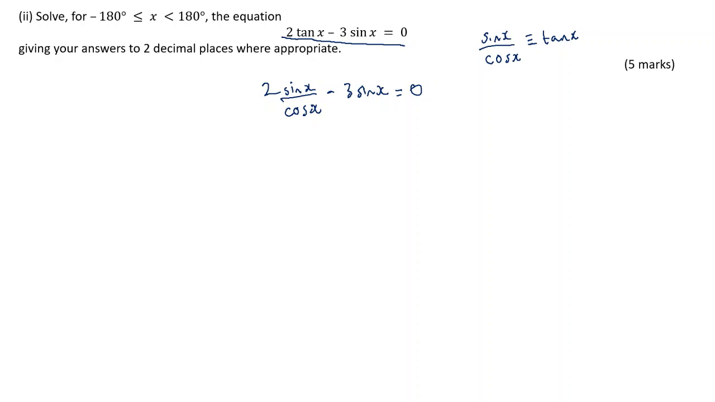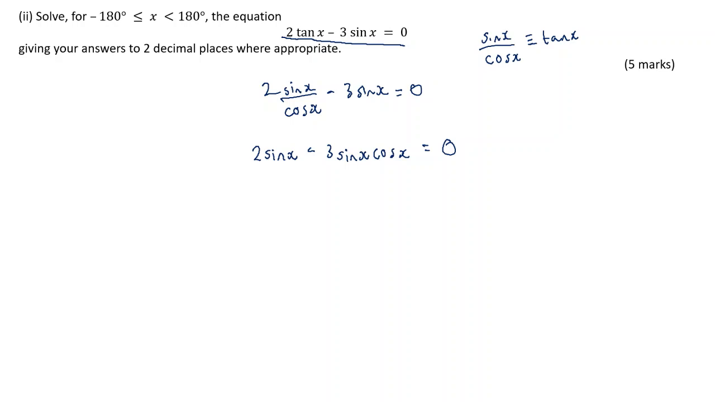So then it's still quite hard to solve because of the form it's currently in. So I could try multiplying by cos x. When you multiply by cos x, we are going to get 2 sine x minus 3 sine x cos x equals 0. So I've just multiplied each term, this term, this term, and this term by cos x to get me that.